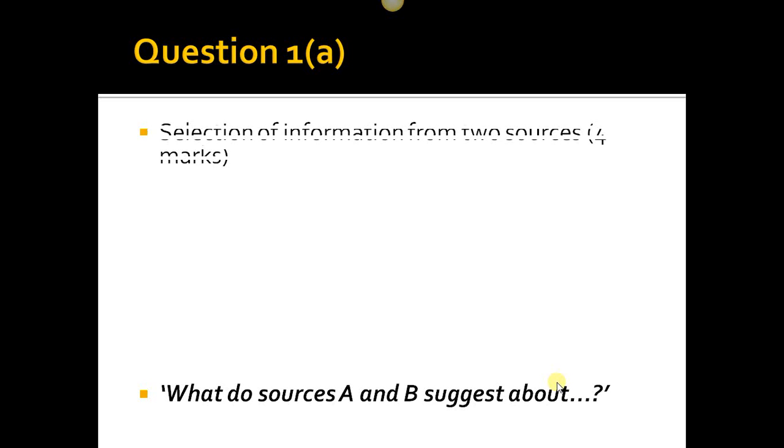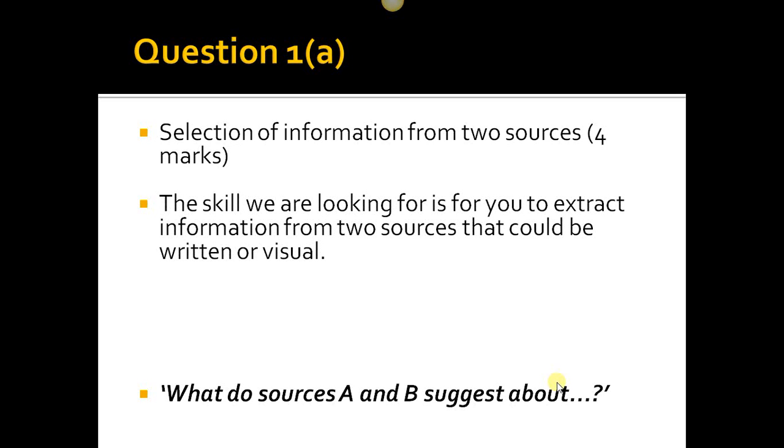If we move on, question 1A is a selection of information from 2 sources, and it's worth 4 marks. The skill we're looking for in this one is for you to extract information, to take information from each of the 2 sources, and these 2 sources could be of written or visual origin. I mean, they could be posters, photographs, cartoons, an extract from a GCSE textbook, or written down words from a speech.